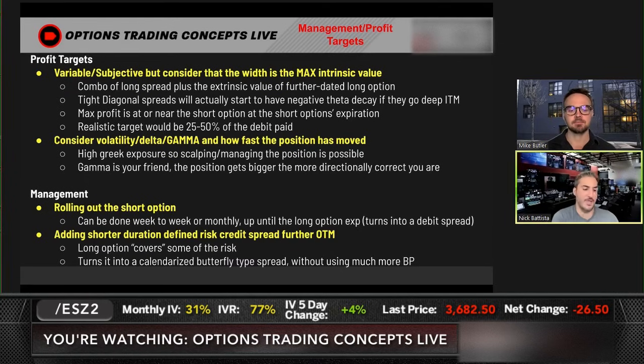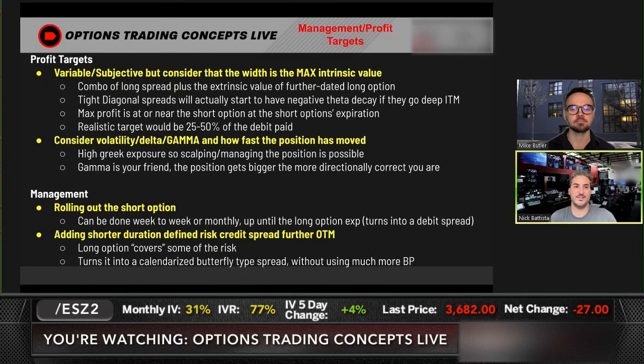And that's why it's important to pay less than the width of the spread, because in the extreme tail event, that spread width is going to be your max value. And if you're paying more than that max value, you could potentially have risk if you are directionally correct to the tail side of your direction. And that's why, in the same light, the tighter diagonal spreads will actually start to have negative theta decay, because if you get that big move in your direction, your short option's extrinsic value goes to zero, but your long option holds that extrinsic value. So you'll actually lose money as time passes.